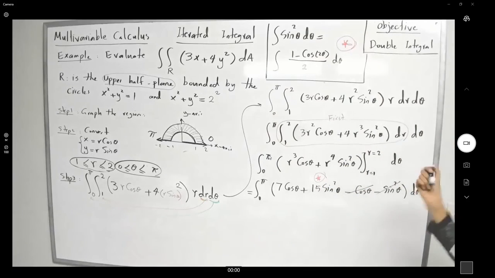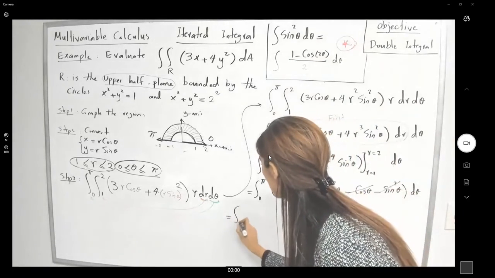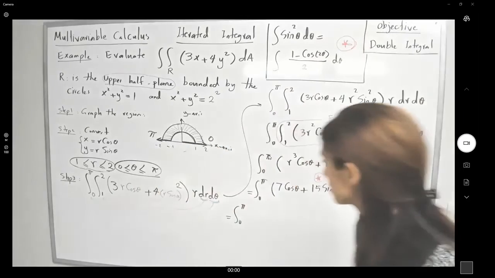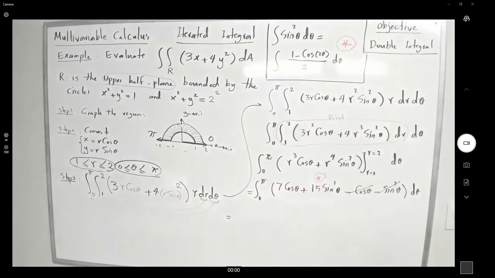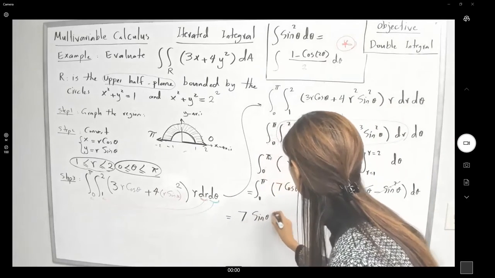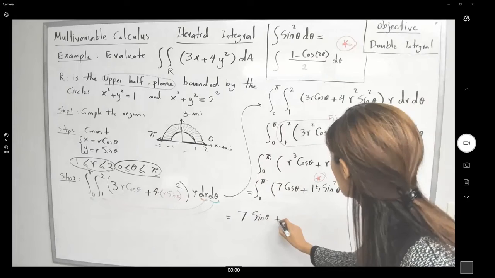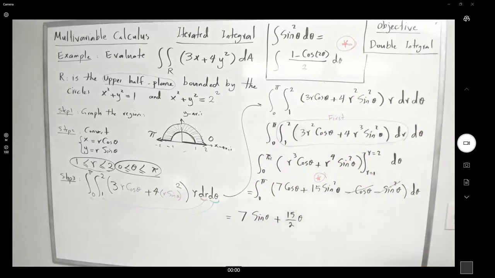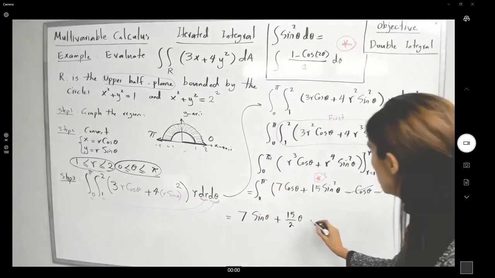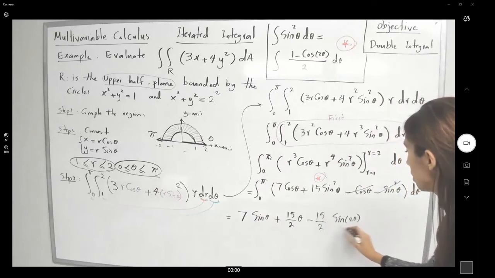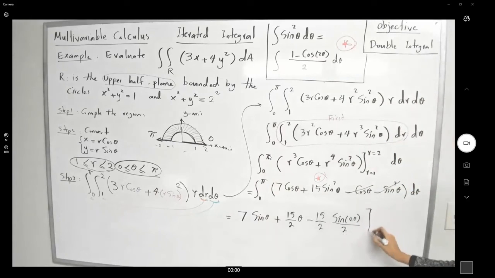Okay, so this guy is equal to integral 0 to pi. So the first integral is not very hard. Let's just write this guy down. Here we have 7 sine theta, and here we get plus 15 divided by 2 theta. And here we have minus 15 divided by 2 sine 2 theta divided by 2, and theta ranges between 0 to pi.